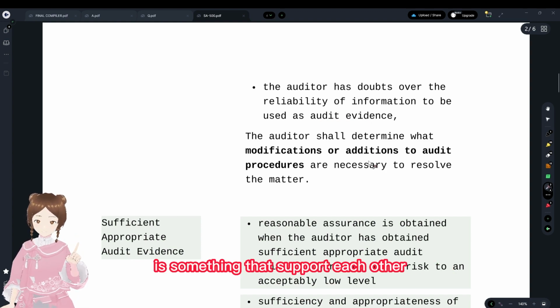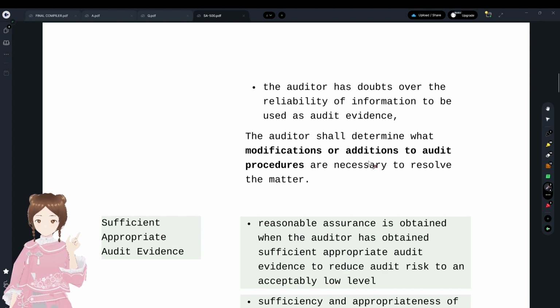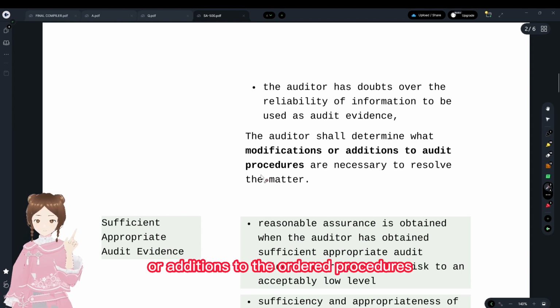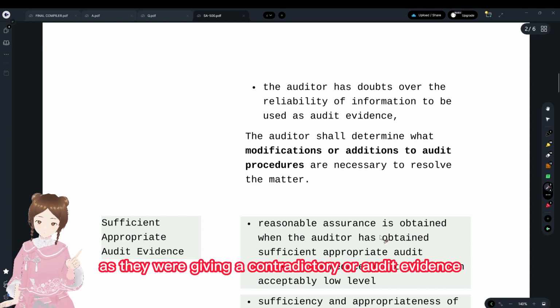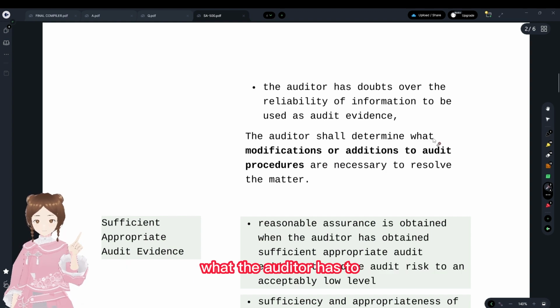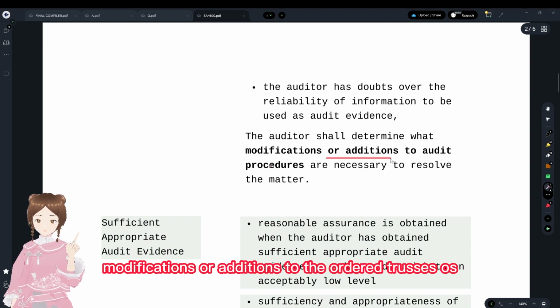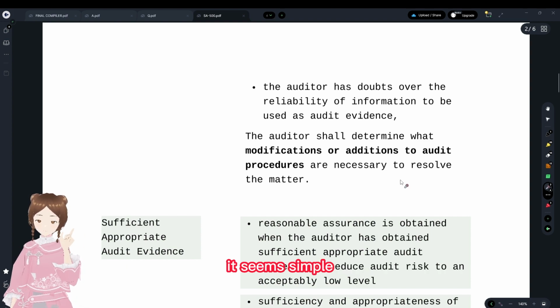Corroborative audit evidence is evidence that supports each other. Contradictory is the opposite. The auditor shall determine the modifications or additions to the audit procedures, as they were giving contradictory audit evidence. What the auditor has to do is perform further audit procedures, that is, modifications or additions to the audit procedures. It seems simple.